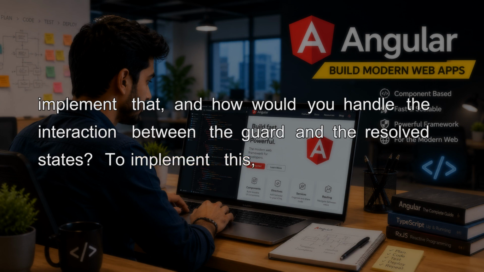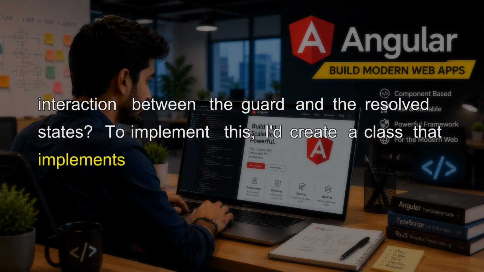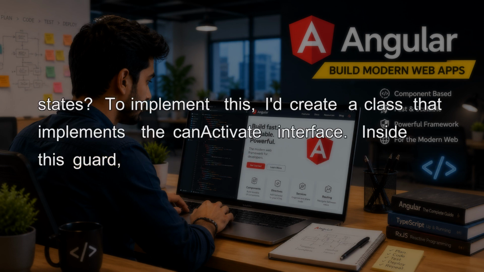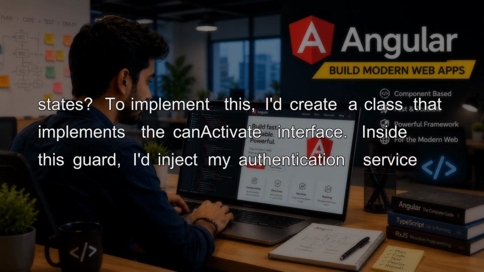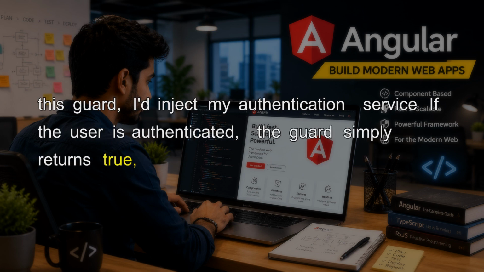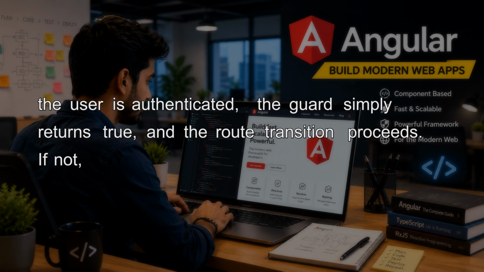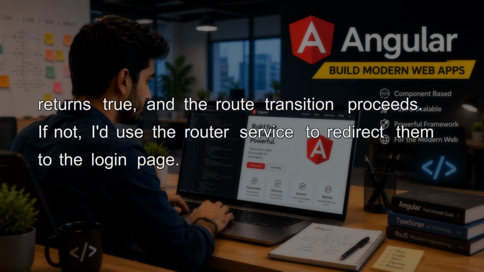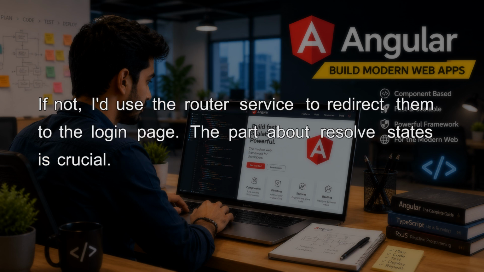To implement this, I'd create a class that implements the CanActivate interface. Inside this guard, I'd inject my authentication service to check if a valid session or token exists. If the user is authenticated, the guard simply returns true and the route transition proceeds. If not, I'd use the router service to redirect them to the login page. The part about resolve states is crucial.